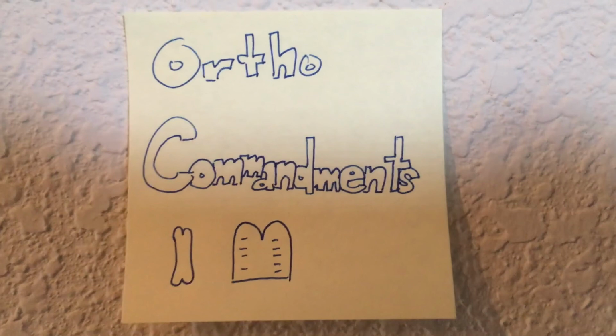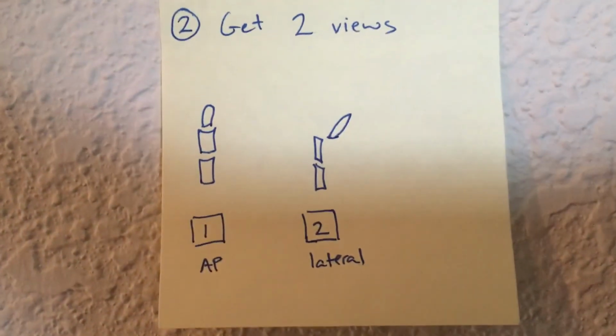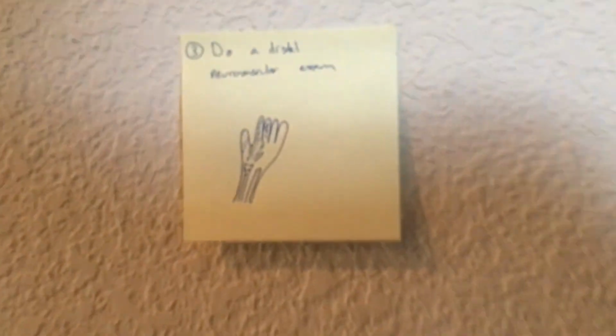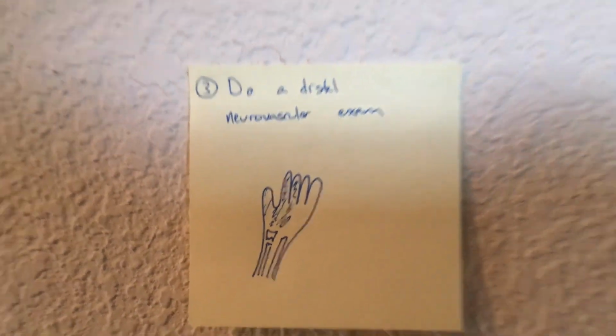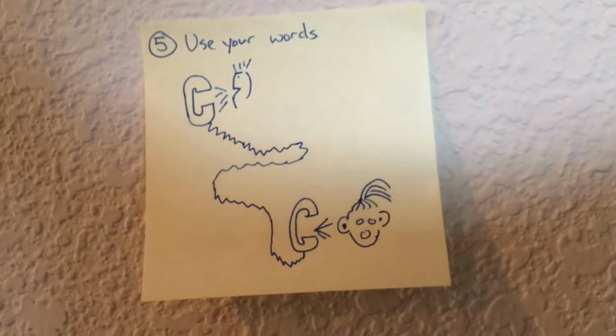Okay, I'm done torturing you, but hopefully you understand the usefulness of these rules. Let's review. Rule 1. Thou shalt image above and below the fracture. Rule 2. Thou shalt get two views, usually an AP and a lateral. Rule 3. Thou shalt do a distal neurovascular exam. Rule 4. Thou shalt give antibiotics if the fracture is open. And Rule 5. Thou shalt always, always use your words.